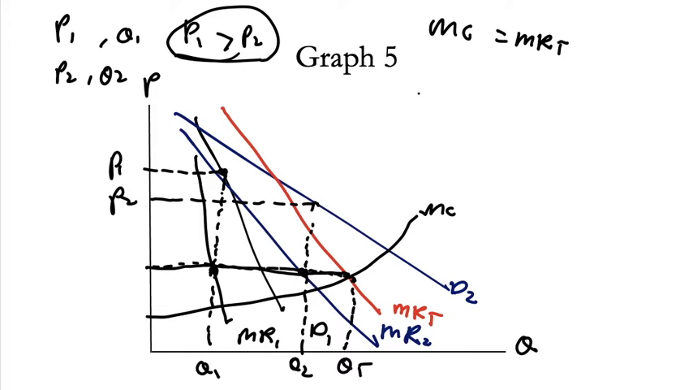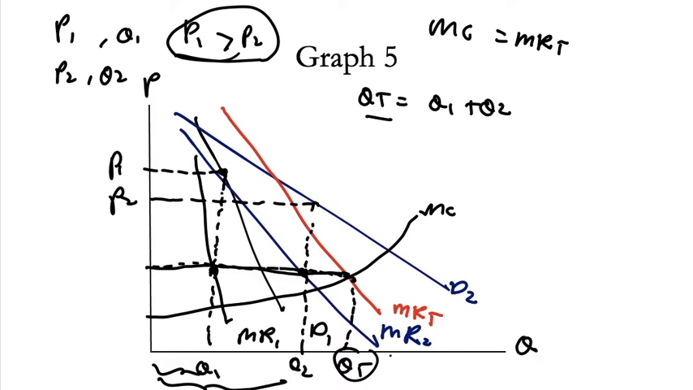And you know that QT equals to Q1 plus Q2. Q1 this much, Q2 this much, then you add, you get QT here. So that's in the form of graph.